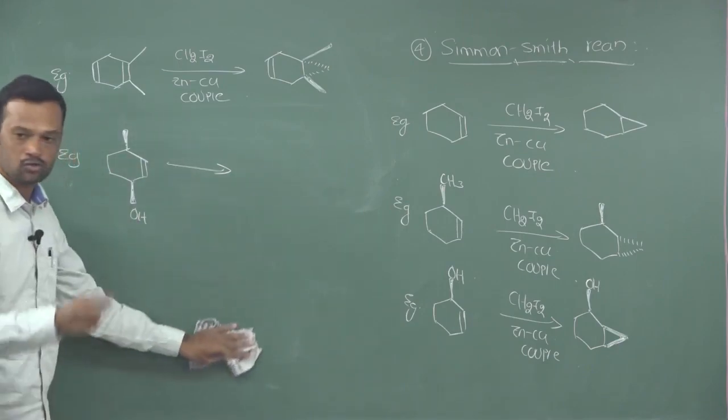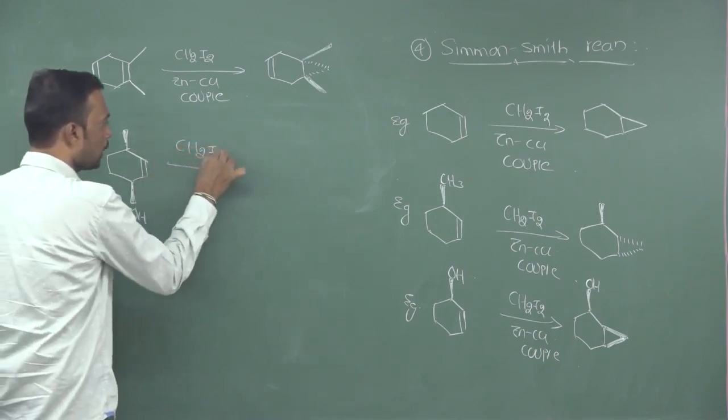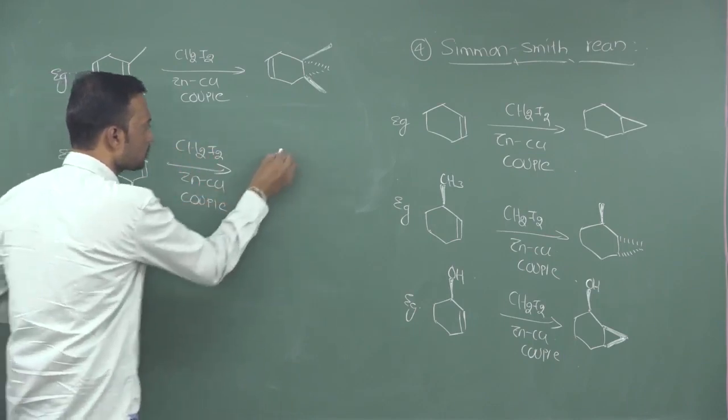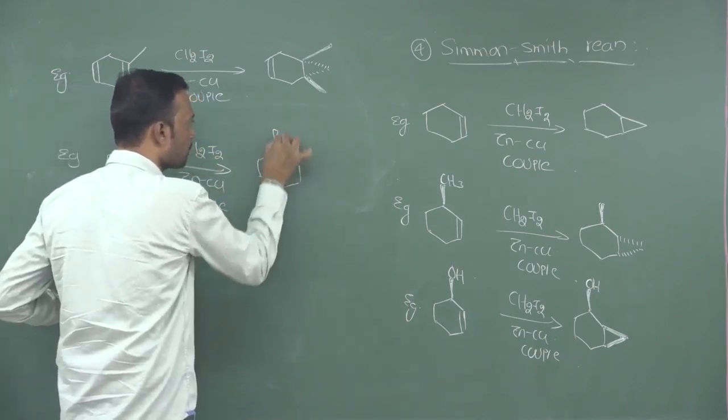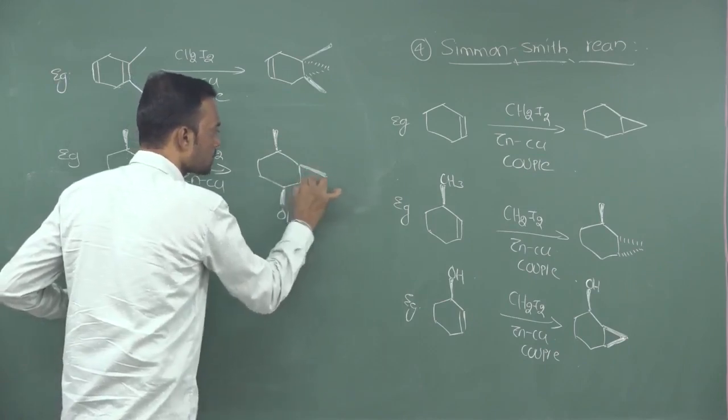A chelating group is nothing but a group which forms a ring with the reagent. So what is the reagent now? Diiodomethane in the presence of zinc copper couple. Then what is the answer? Can I make the cyclopropanation from above the plane or below the plane? Above the plane. So can I create a cyclopropane or not?